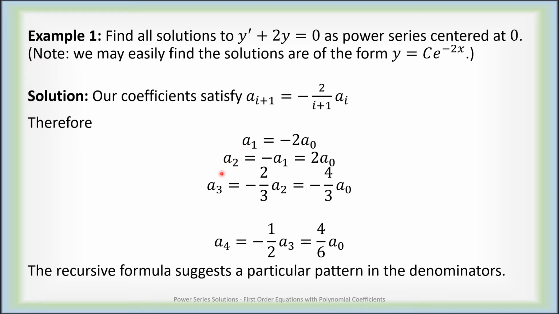So a_i was always expressible as something times a_0. And that something was, first of all, a_0 is just 1 times a_0, and then negative 2, positive 2, negative 4/3, positive 4/6. If I rewrite these to have numerator 4, this would be negative 4 over 1, positive 4 over 1, negative 4 over 3, positive 4 over 6.